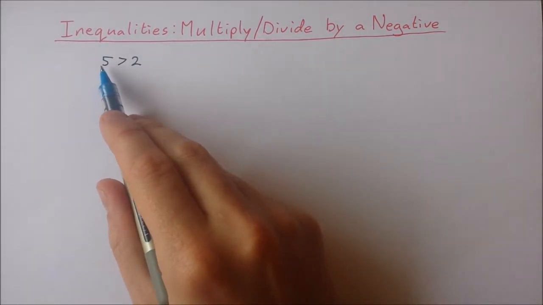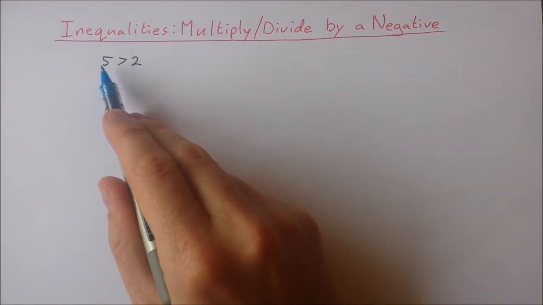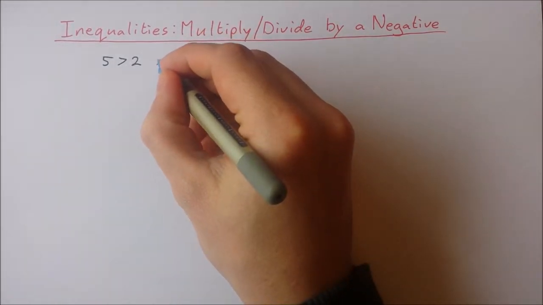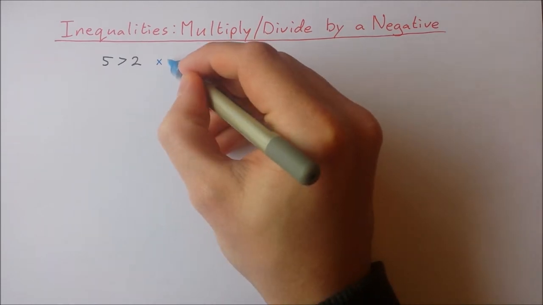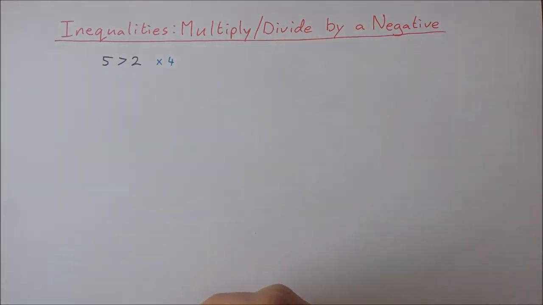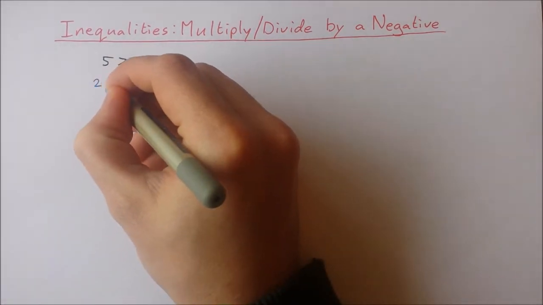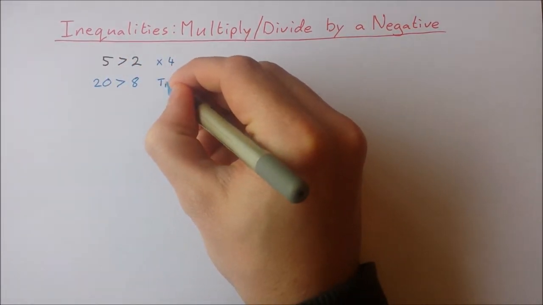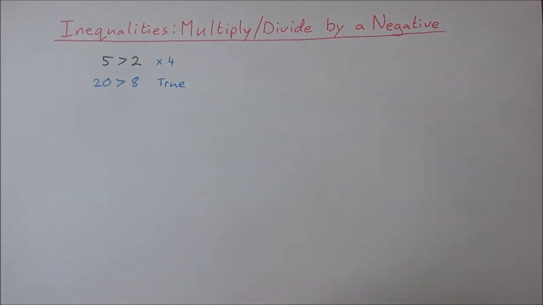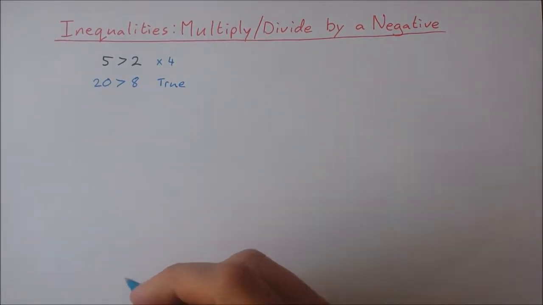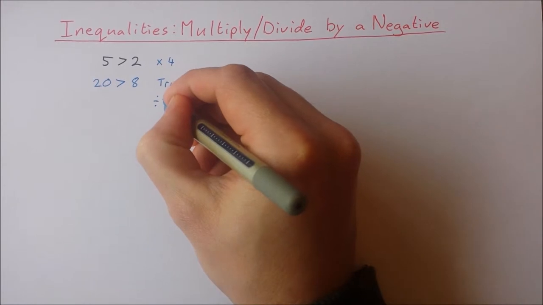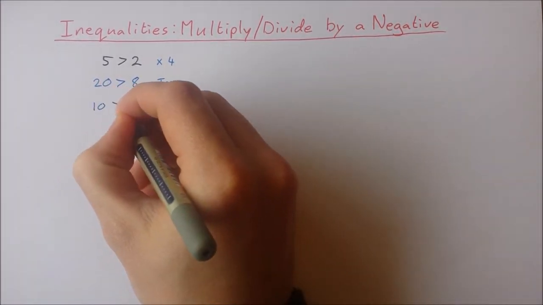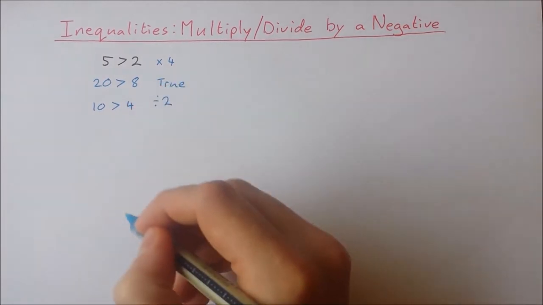So I have here an inequality that is true. 5 is greater than 2. What I'm going to do is multiply everything here by 4. That'll give me 20 is greater than 8, which is true. Okay, this time I'm going to divide everything by 2. That's going to give me 10 is greater than 4. That is true.